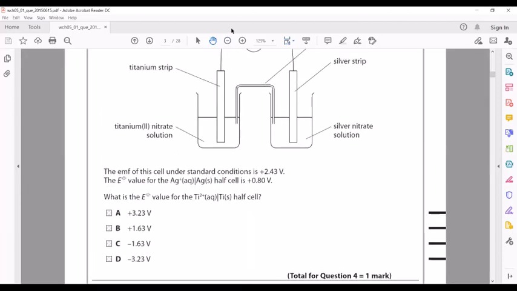So how you'll work it out, look, you have the formula: electrode potential of a cell equals reduction minus oxidation. If you think A is the right answer, you will compare A with silver. When you compare titanium with silver, because titanium is having a higher value, for this reduction happens and the other one oxidation happens. So it will be 3.23 minus 0.8. What's the answer of 3.23 minus 0.8?